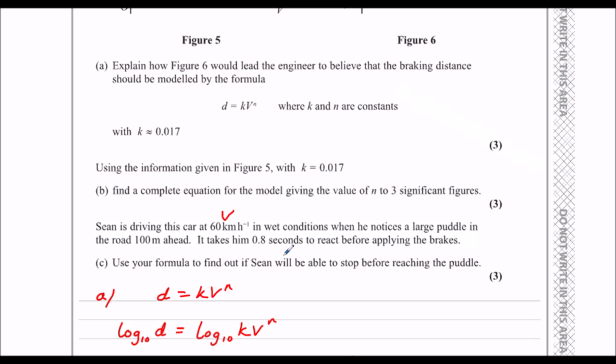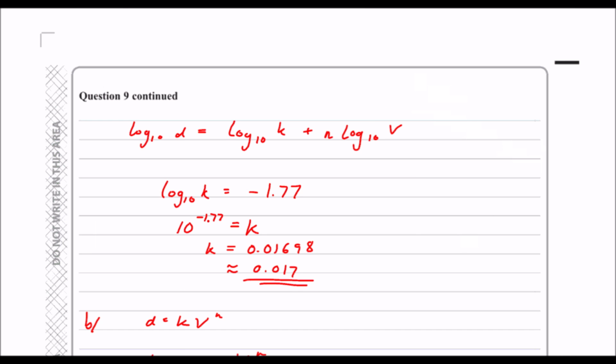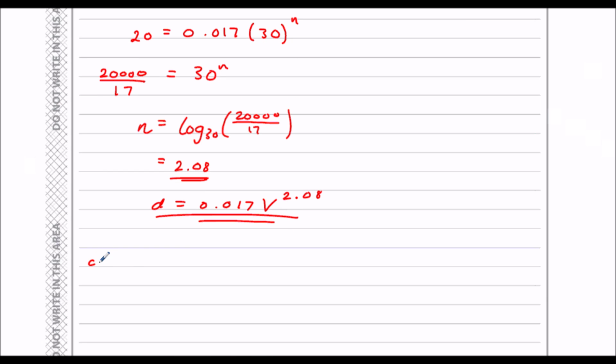So it takes him 0.8 seconds to react. So we need to know how far is left of the road before he actually applies the brakes. So how far do you go? 0.8 seconds at 60 kilometers per hour. So we go for 0.8 seconds at 60 kilometers per hour.